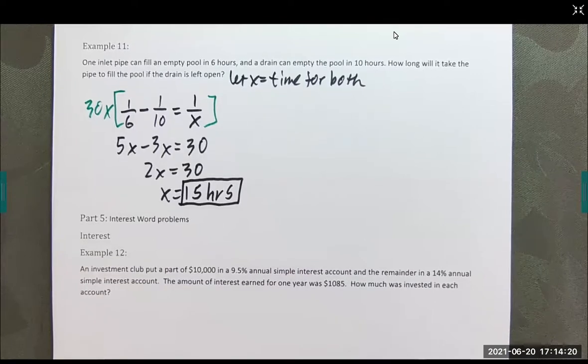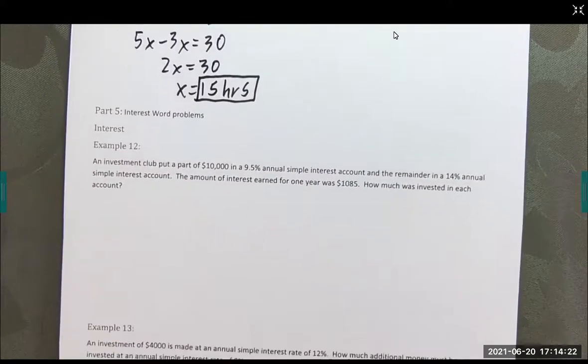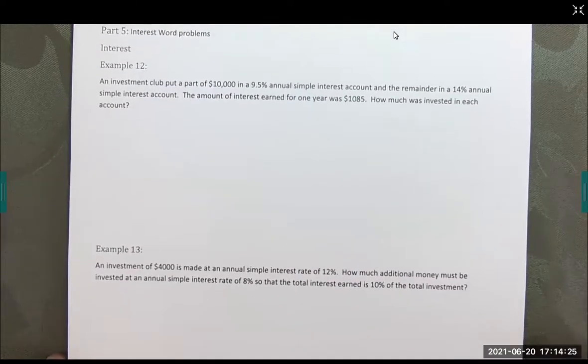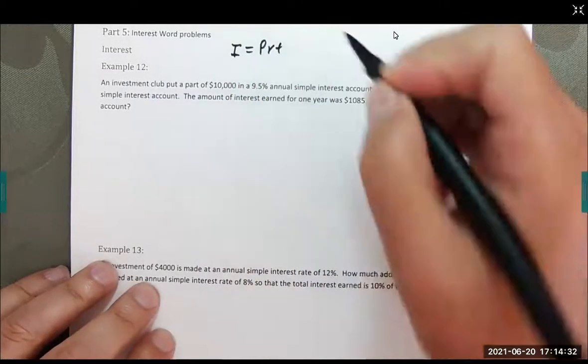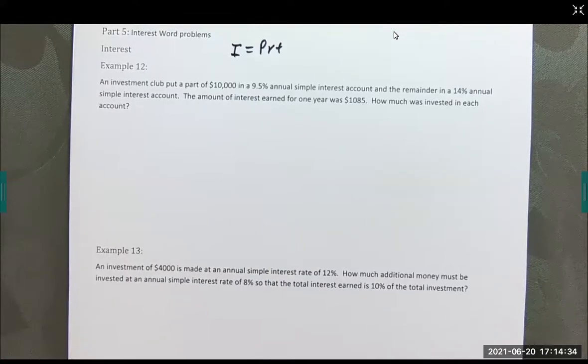All right, we're to the last part here. Interest word problems. And we're just going to deal with simple interest. The interest for simple interest is P times R times T. Here we go. An investment club put part of $10,000 in a 9.5% annual simple interest account and the remainder in a 14% annual simple interest account. The amount of interest earned for 1 year was $1,085. How much was invested in each account?